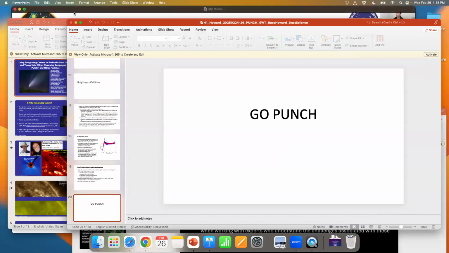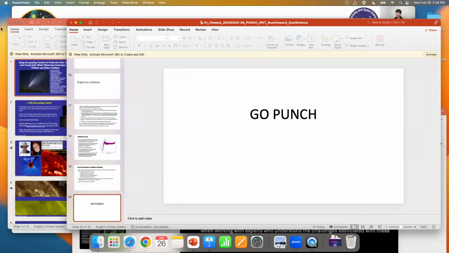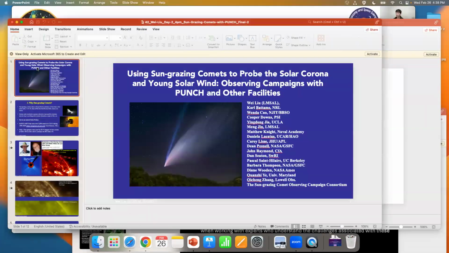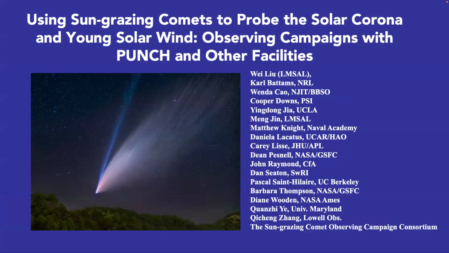All right, continuing on our theme of ribbon science, things that PUNCH is going to tell us about, perhaps serendipitously, we're going to go to Wei Liu, who's going to be talking to us about sun-grazing comets. All right, thanks for sticking around.